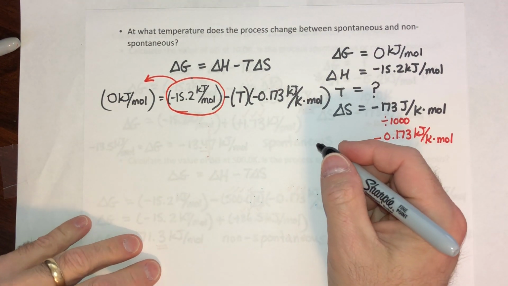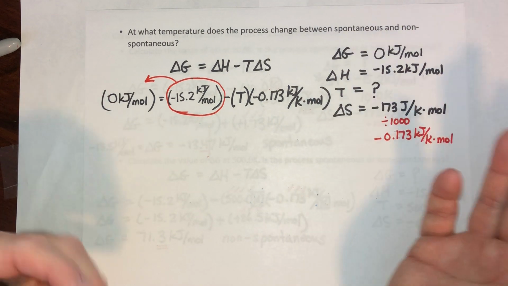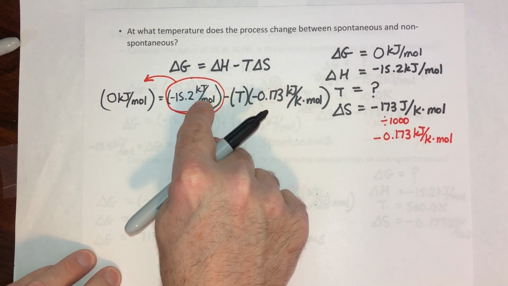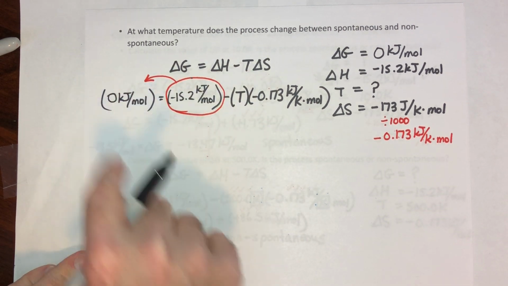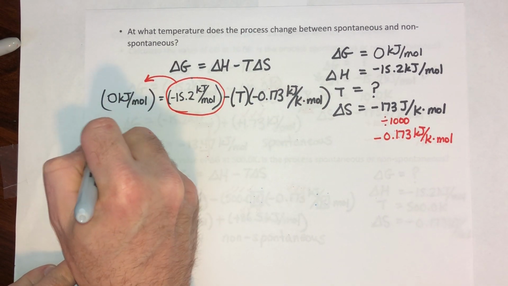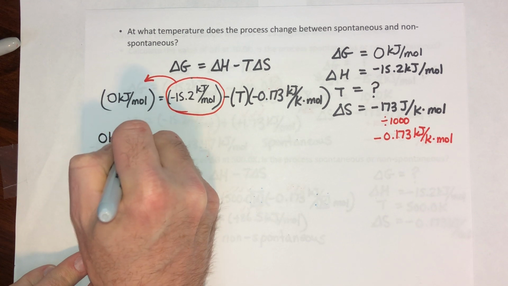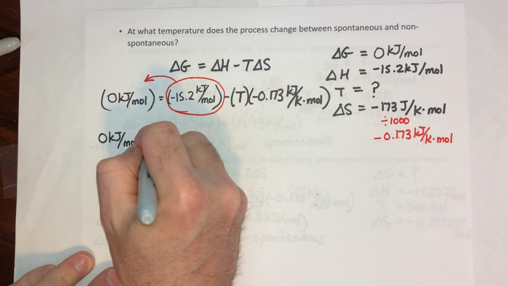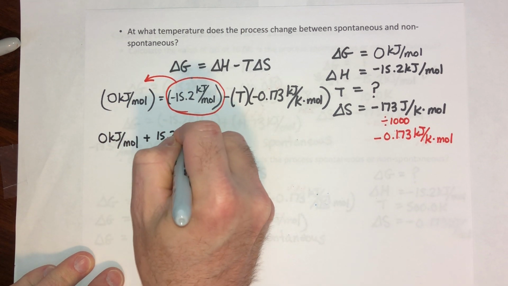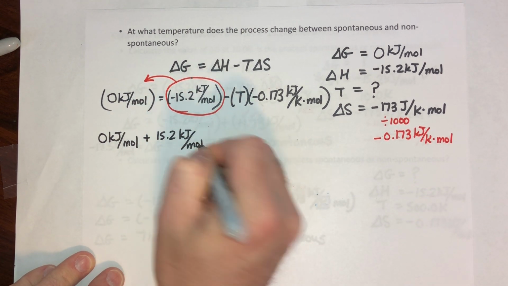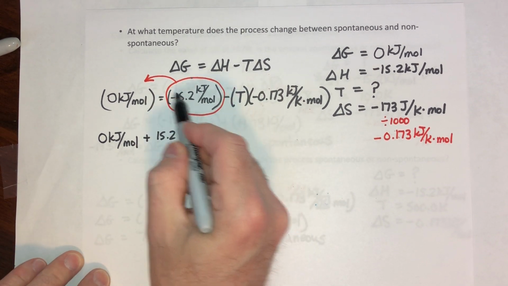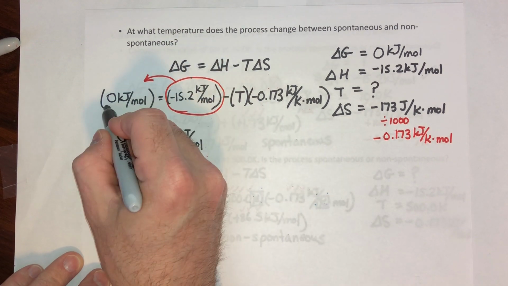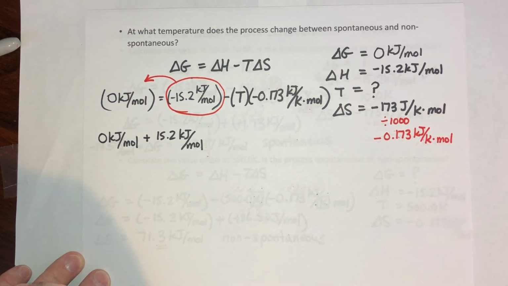Now, in the world of math, positives and negatives, plus and minus, are opposites. So if this is a negative 15.2 on this side, when I move it to the other side, it should become positive. So this will be a 0 kilojoules per mole. Instead of a minus 15.2, it's going to become a plus 15.2 kilojoules per mole. Right? If you take a negative number, move it to the other side, it becomes positive. If this was positive when you moved it, it would become negative.